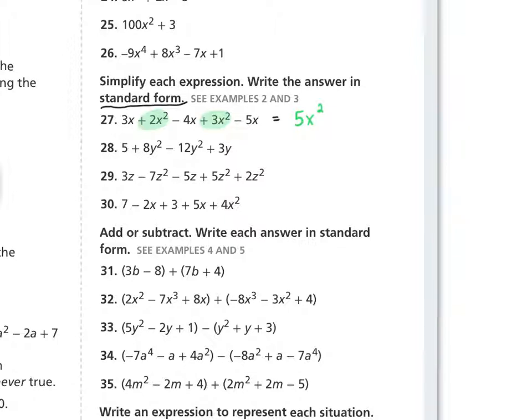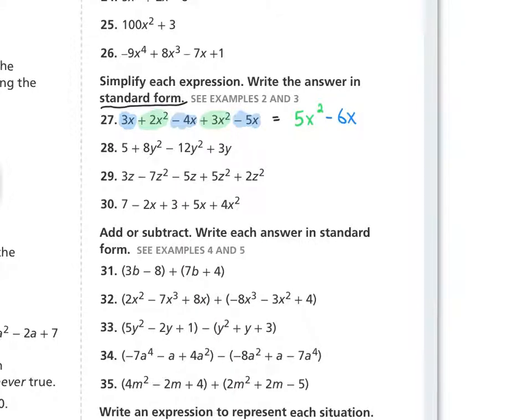Next, what's my next highest exponent? I see an x to the 1, another x to the 1, with a negative 4x to the 1, and a negative 5x to the 1. So when I add these together, this is negative 9 plus a 3 is a negative 6. So I'm just going to write that, negative 6x. And this is standard form.